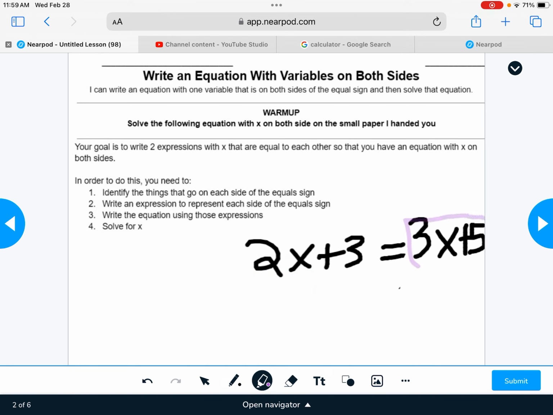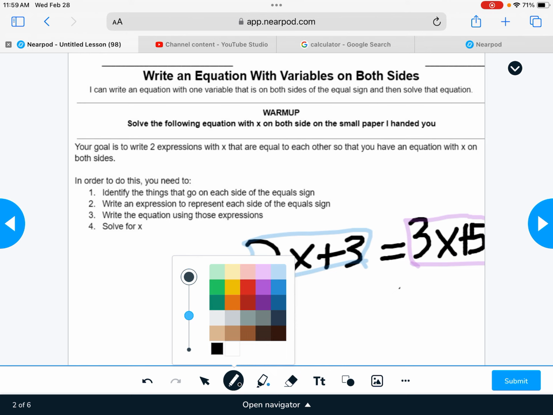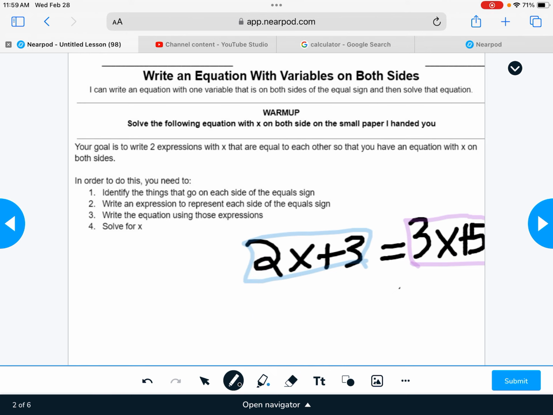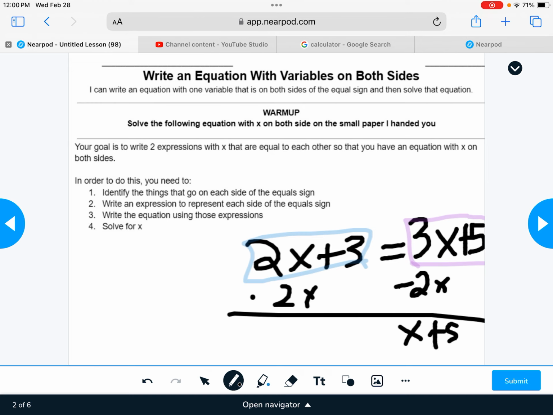The first expression is going to be the 2x plus 3. The second expression is 3x plus 5. And by sticking that equal sign in between, we can solve them. Oh, by the way, we can easily solve this, all right? To solve it, I am going to subtract 2x and subtract 2x here. Cool. That gives me x plus 5 equals 3. And when I subtract 5 on both sides, I get that negative 2 equals x. Hang on, we just solved a variable on both sides equation. No problem, right? The hard part is, can we write this equation?